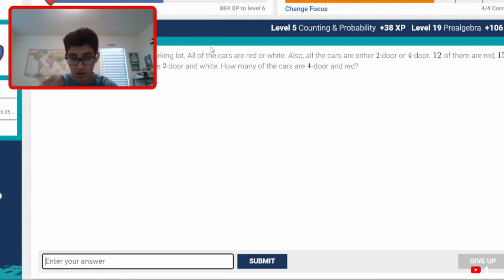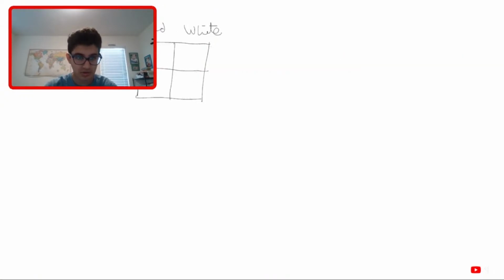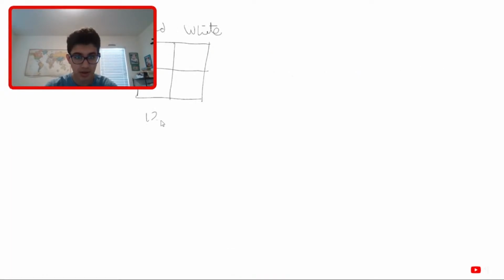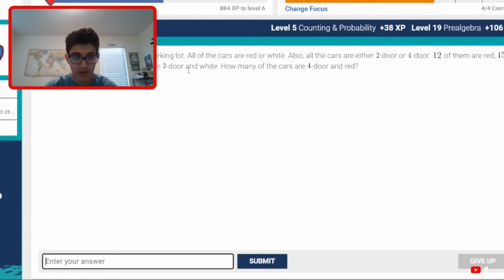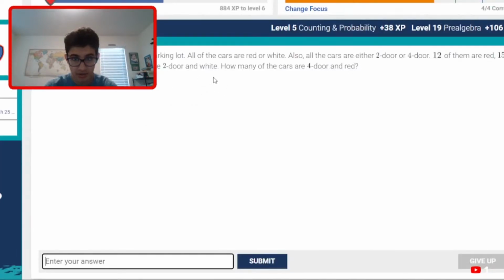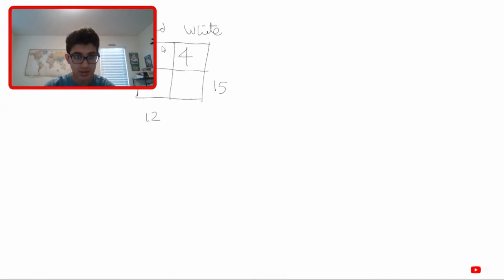So we can just make a table. Red, white, those are the colors, right? Red and white. Two-door or four-door. So we'll just write two-door, four-door. 12 of them are red. So in total, that's 12 over here. 15 of them are four-door. So 15, right? And four of them are two-door and white. And they're asking us for how many are four-door and red. So four-door and red. They're asking us for this.